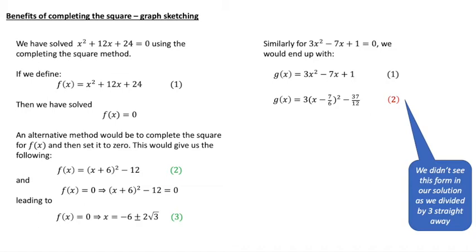And that was because, as I mentioned, when we divide by 3, when we have the equals minus 1 as it was in that case, then we don't have to bother bracketing it. If we had bracketed it, that's what it would have looked like. And the fact that g of x is 0 tells us that x is 7 over 6 plus or minus root 37 over 6, which is our third equation.